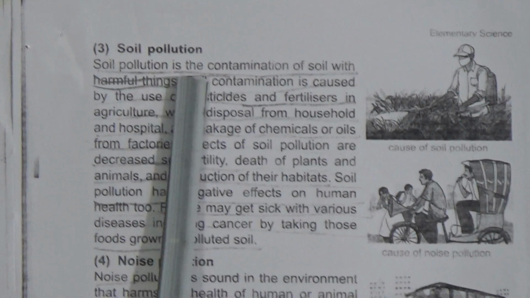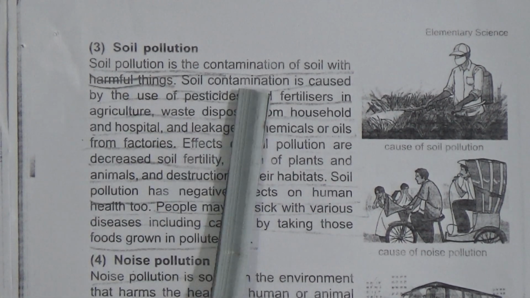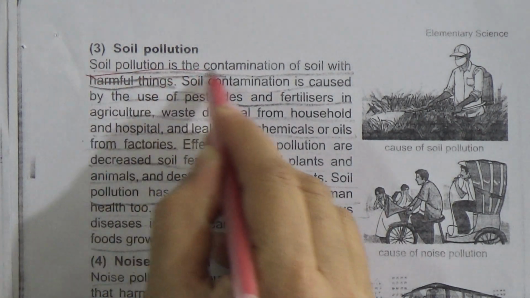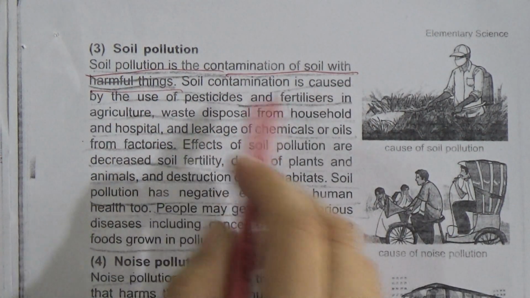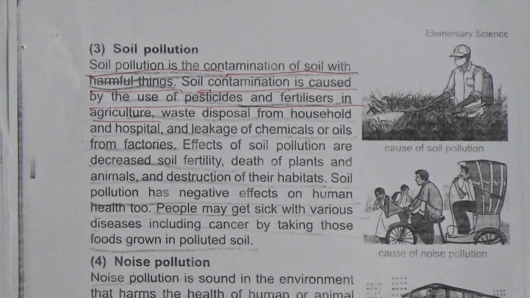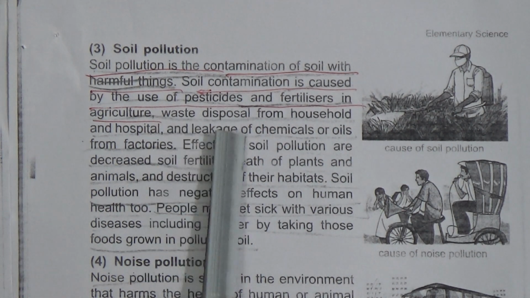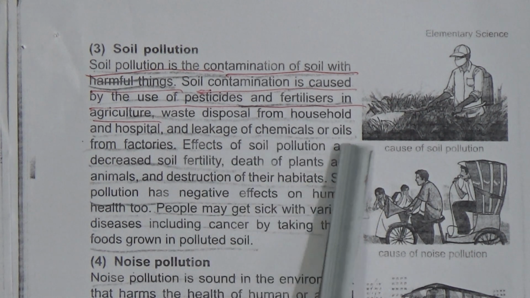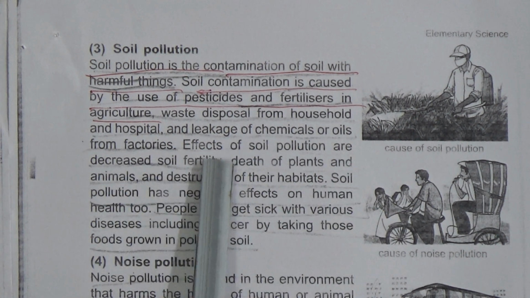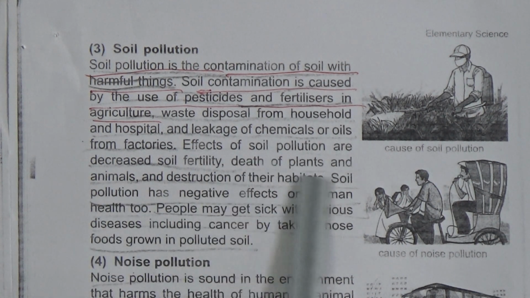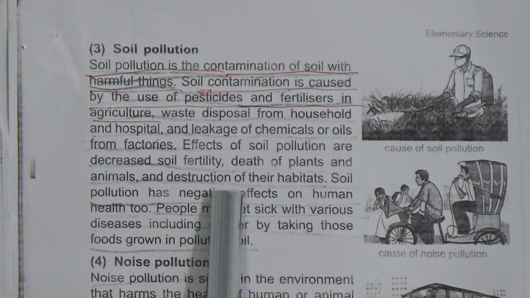Now go to next page, soil pollution. Soil pollution is the contamination of soil with harmful things. Underline also this line, soil pollution is the contamination of soil with harmful things. Soil contamination is caused by the use of pesticides and fertilizers in agriculture, waste disposal from household and hospital, and leakage of chemicals or oils from factories. Effects of soil pollution are decreased soil fertility, death of plants and animals, and destruction of their habitats.